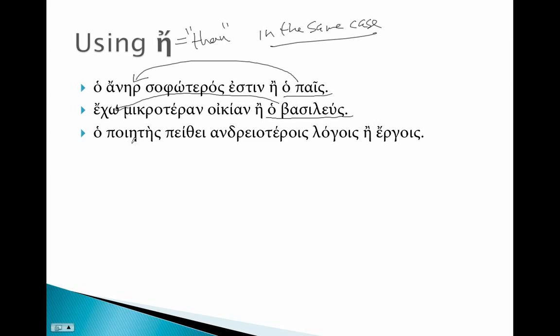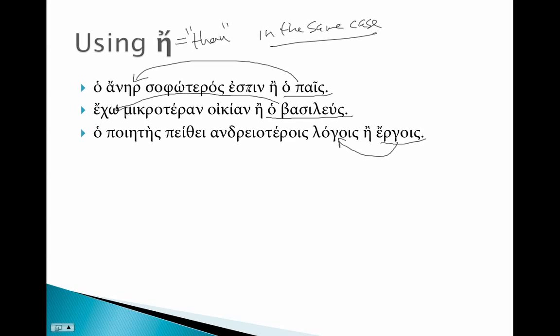And we see that here. Ho poiētēs peithei andreioterois logois. The poet persuades with braver words than deeds. Ergois is in the dative. That means we're comparing it with another dative. So his words are braver than his deeds. The king has a bigger house than I. The child is less wise than the man. Okay? So ē is going to compare two things in the same case.